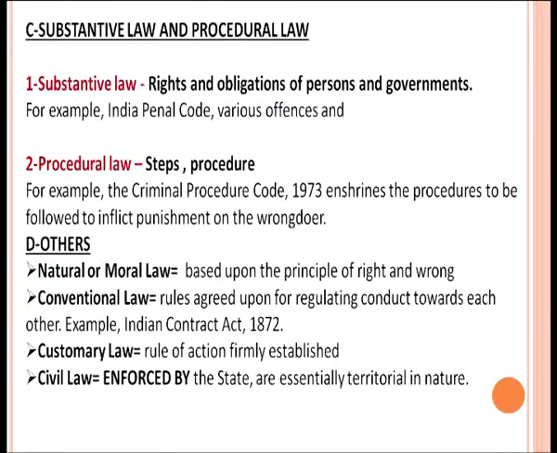When we talk about natural or moral law, it is based upon the principle of right and wrong. When we talk about conventional law, these are the rules which are agreed for regulating conduct towards each other. Say for example, Indian Contract Act. Customary law, it is the rule of action which is firmly established. The civil law, which is enforced by the state and are essentially territorial in nature.